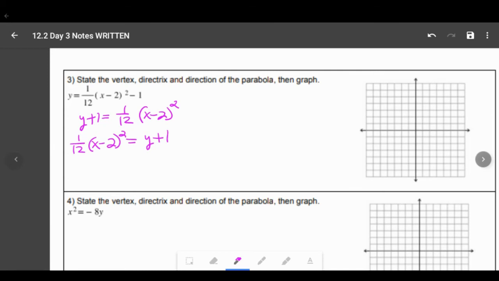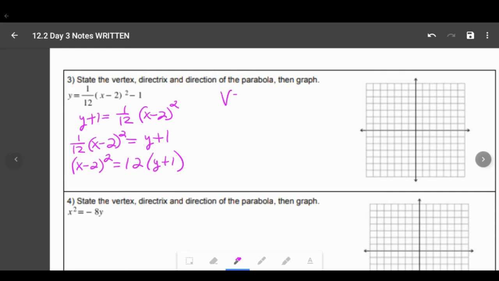Now, to get it by itself, the proper form for conics, I need to multiply both sides by 12. So I have x minus 2 squared equals 12, and you put parentheses to say the quantity 12 times that group of y plus 1. So now, having the correct form, I can find everything I need.